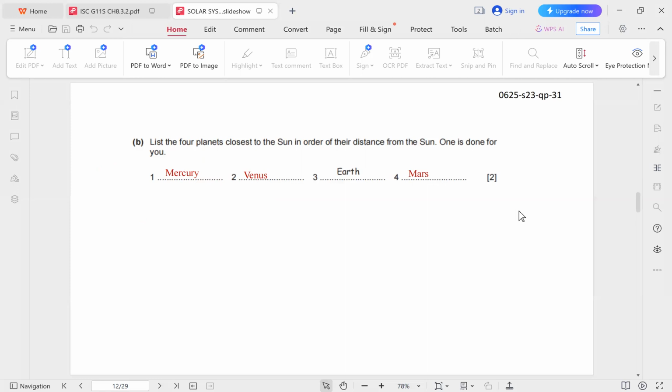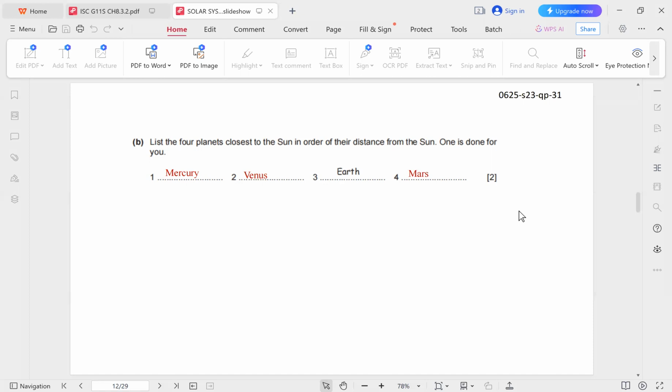List the 4 planets closest to the sun in order of their distance from the sun. One is done for you. So you need to know the order of the planets. Of course, Mercury, Venus, Earth, Mars, Jupiter, Saturn, Uranus, Neptune, and we used to have Pluto, but now it's not really a planet. Now we call it a dwarf planet. So there used to be 9, now there are 8.